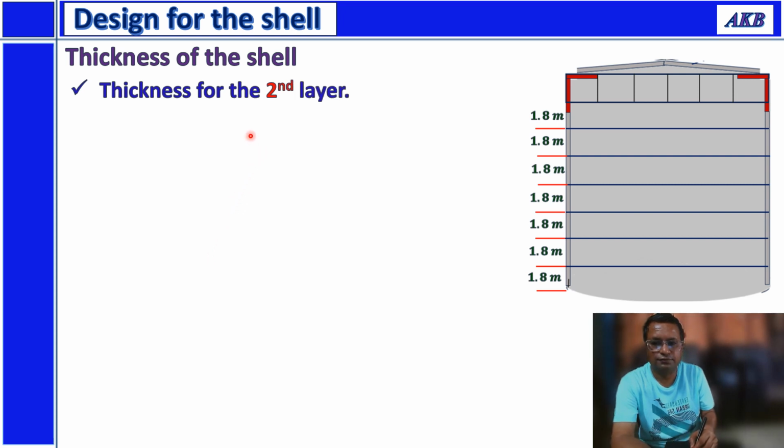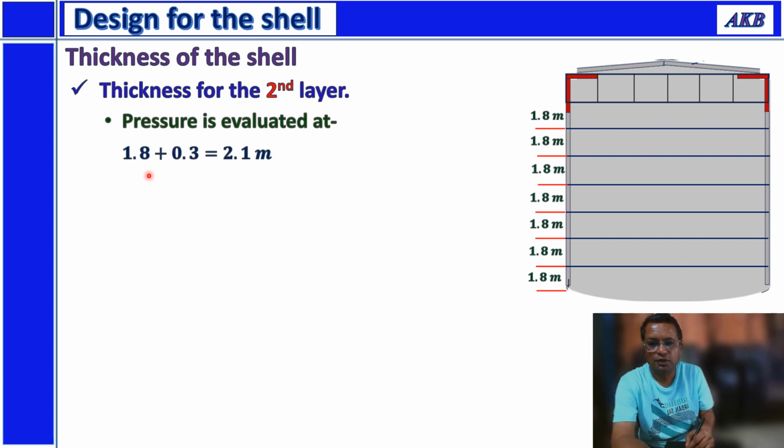For the first layer, that is the bottom layer, we have already calculated the thickness. The thickness is 12 mm. Now let us calculate thickness for the second layer. For calculating thickness for the second layer, you need to evaluate pressure at a height of 1.8 plus 0.3, that is 2.1 meter. And how is that?